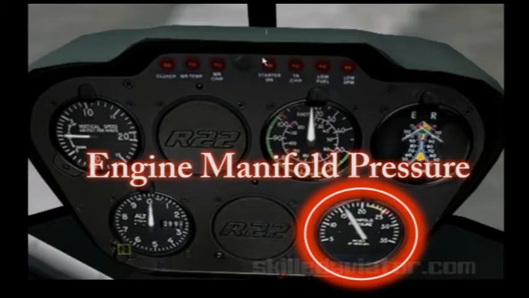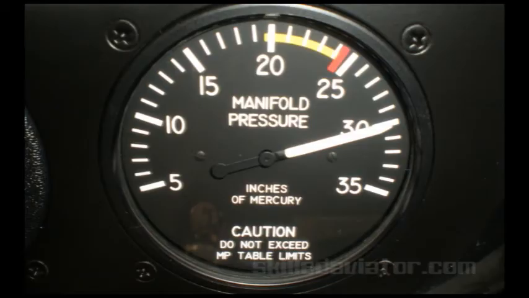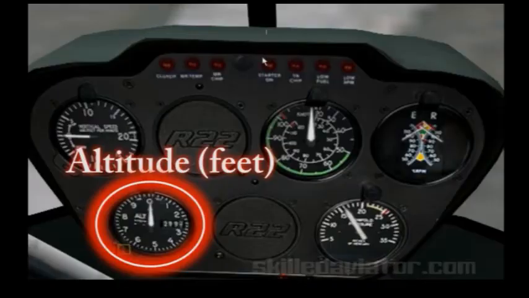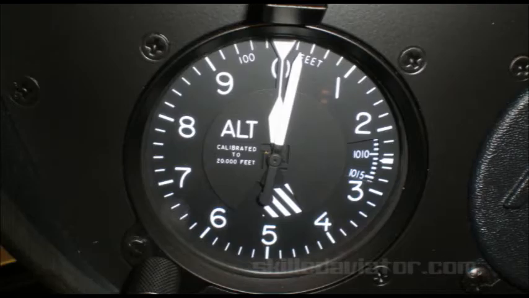Now if we move lower, we can see how much power we are using by checking the manifold air pressure gauge. As we open the throttle or raise the collective, you would expect to see the manifold pressure increase. To the far left, we can check our altitude in feet.